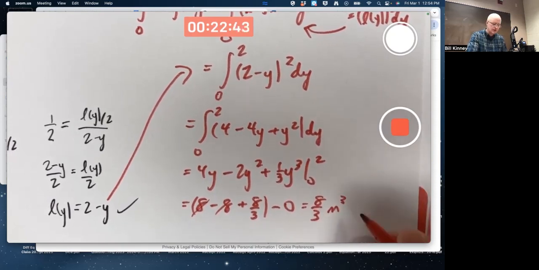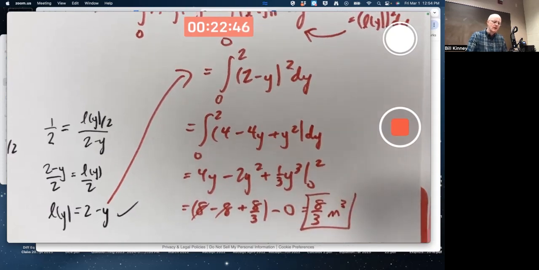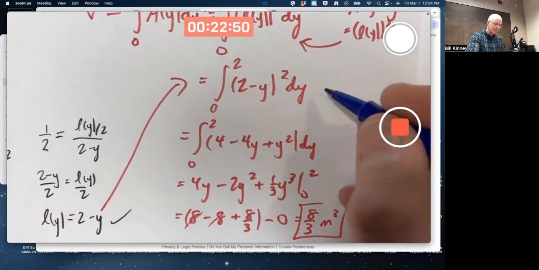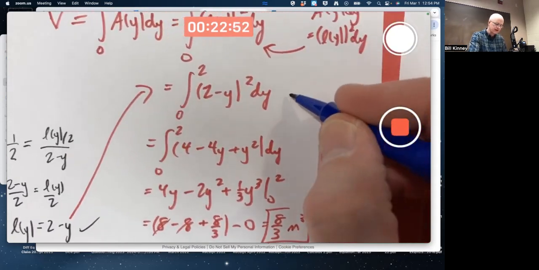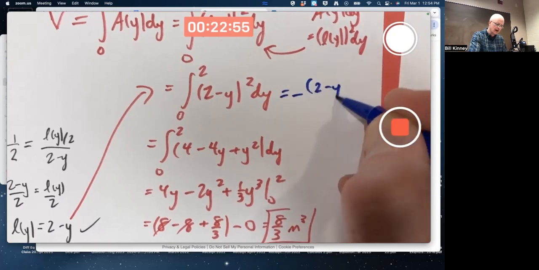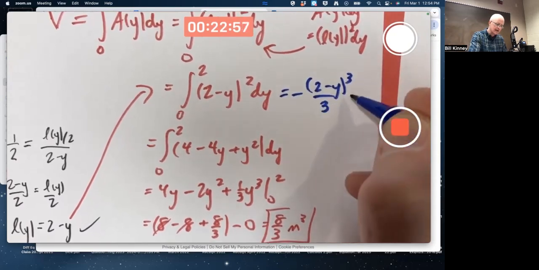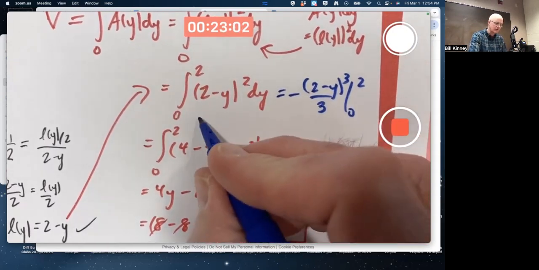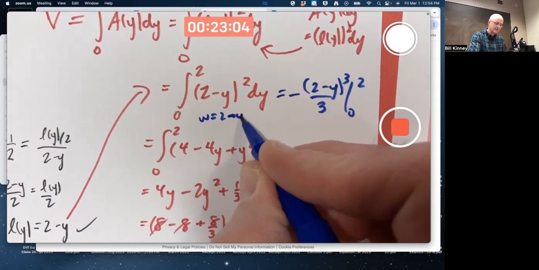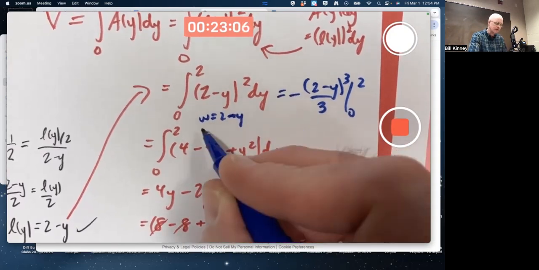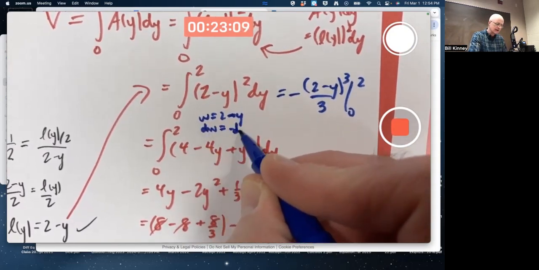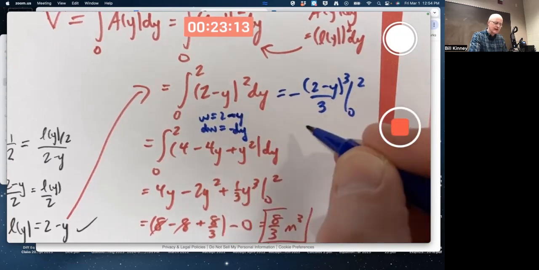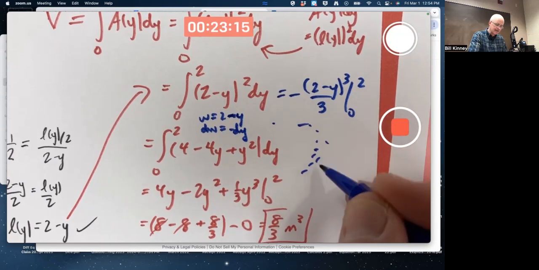1/3 times 2 cubed. You also could do this integral actually without expanding it. You could realize an antiderivative is negative (2 minus y) cubed over 3. You also could let w equal 2 minus y if you like. dw would be negative dy. That's a 2 minus y right there. Any way you do it, you're still going to get the same answer, 8/3.